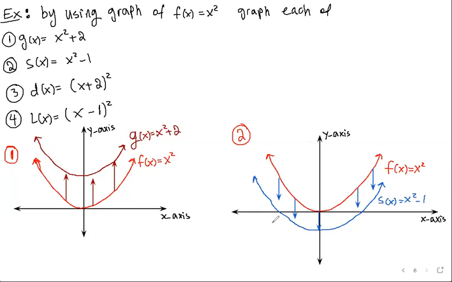Now, for the third one, who will do the third one? Number 3, d of x equal x plus 2, everything square. Look, the number is inside the function, and everything is now square. But the first one is x squared plus 2, where the number is outside the original function x squared. Here the number is inside the function, x plus 2, everything square. So how do we shift it, vertically or horizontally, for number 3? And how many units? And to which side, left or right, or up or down?